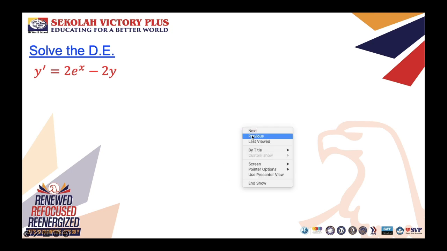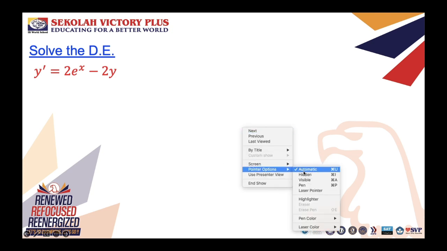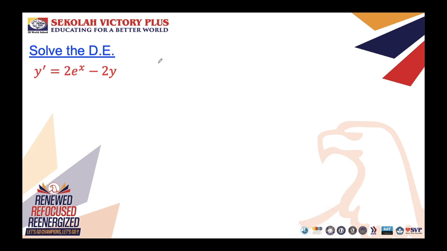So if you recall, if we are to solve this one, we usually write this as dy over dx equal to 2e to the power of x minus 2y. And so what we usually do here is we try to transfer this to the other side, so this becomes dy over dx, for example, plus 2y equal to 2e raised to the power of x. This is what I'm telling you.